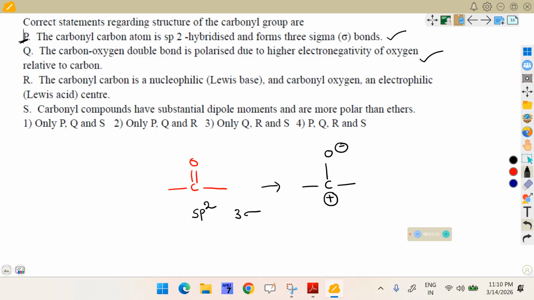Statement R: the carbonyl carbon is a nucleophile. No, the carbonyl carbon is an electrophile. It is positively charged, so it acts as an electrophile. So statement R is wrong. Carbonyl compounds have a substantial dipole moment and are more polar than ethers. Yes, this is also correct. Based on this, the first option is the correct option.